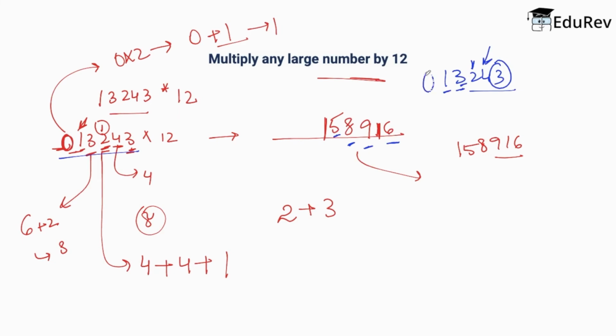Now we are also going to assume that there is a 0 here. So double of 0 is going to be what? 0, plus I need to add its neighbor to it, that is 1. So I wrote 1. And my answer at the end is going to be what? 158,960. That is 1,58,960. I hope you understood this. So let's move on to the next question now.